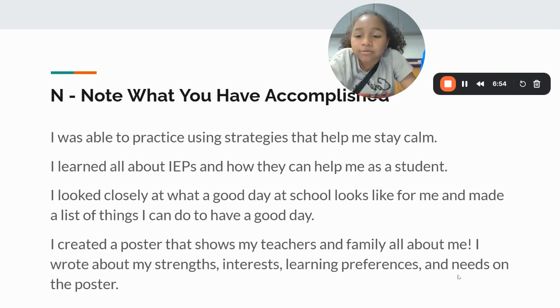I was able to practice using strategies that help me stay calm. I learned all about my IEP and how it can help me as a student. I looked closely at what a good day at school looked like for me and made a list of things I can do to have a good day. I created a poster that shows my teachers and families all about me. I wrote about my strengths, my interests, my learning preferences, and needs on the poster.